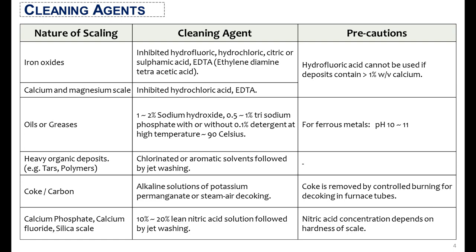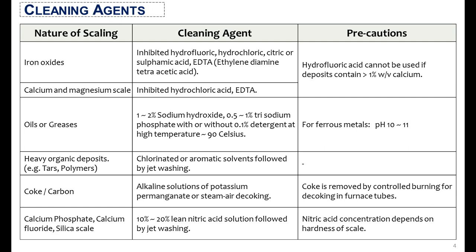For heavy organic deposits such as tars and polymers, chlorinated or aromatic solvents with jet washing are used. For coke or carbon, alkaline solutions of potassium permanganate or the steam-air decoking method is used. But in furnace tubes, coke is removed by controlled burning.